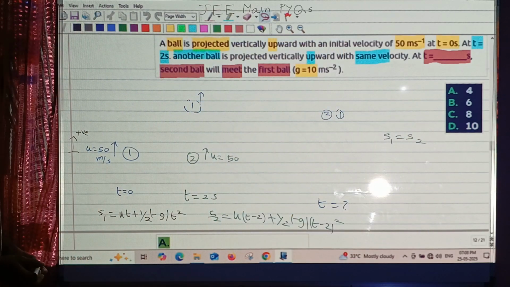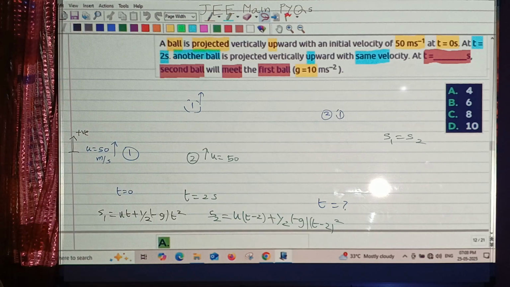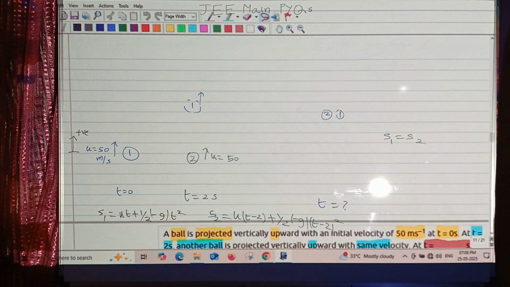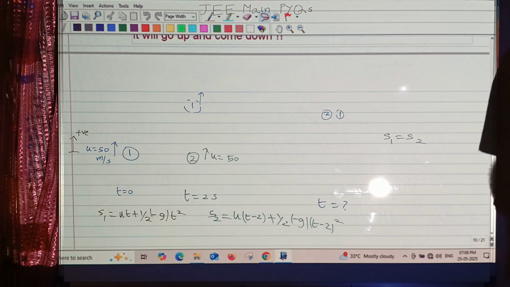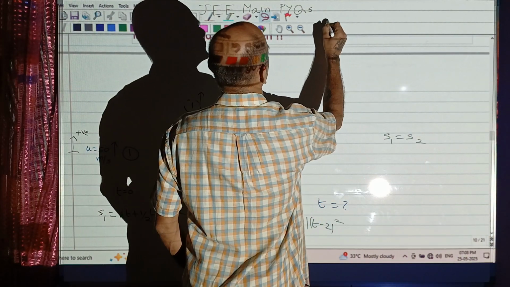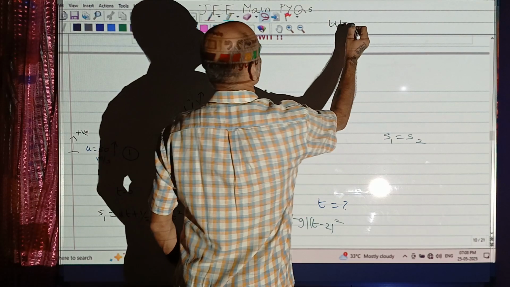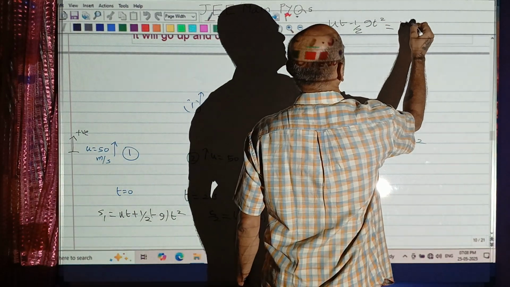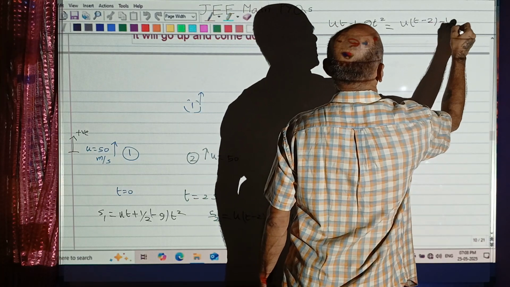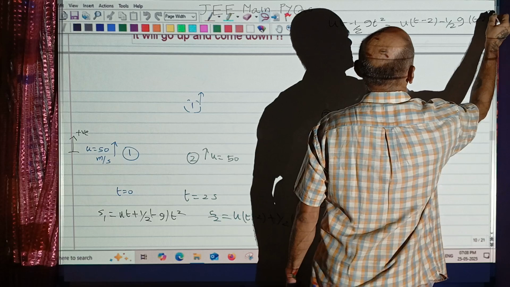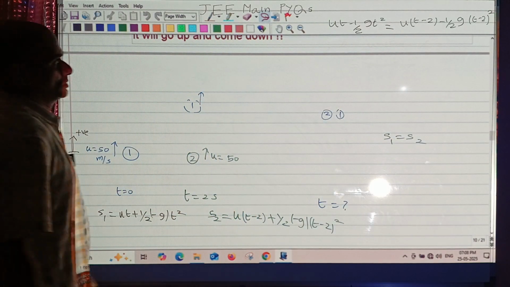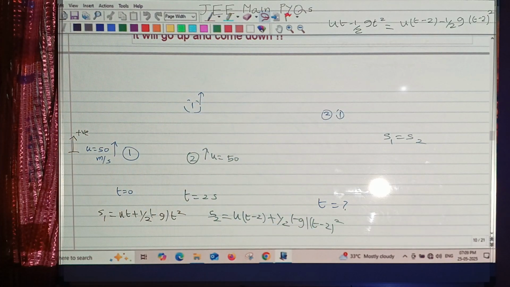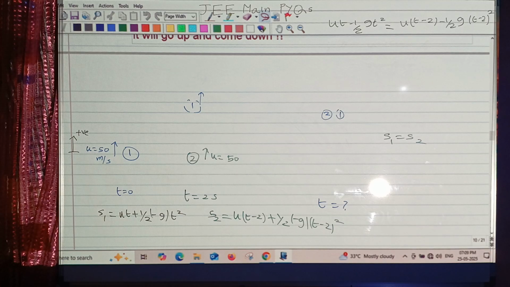S1 equal to S2. So this time I can find by equating these two. So if I do S1 equal to S2, that means ut minus half g t square equal to u into t minus 2 minus half g into t minus 2 whole square. So the value of t which satisfies the equation is the time where the two balls will meet, because when they meet, both the distances S1 and S2 are the same. So this I have to solve.